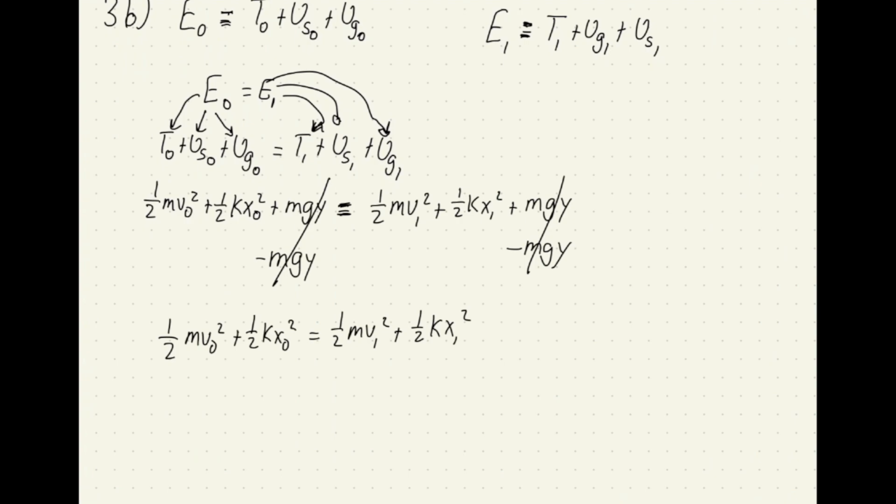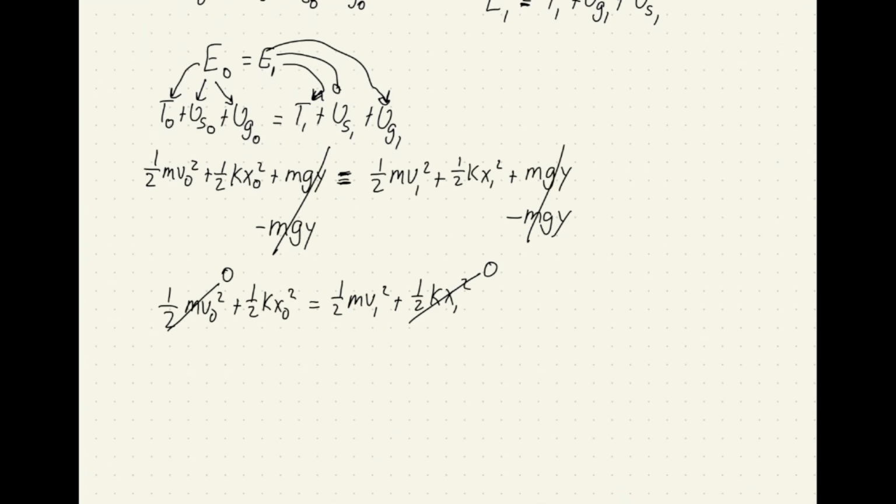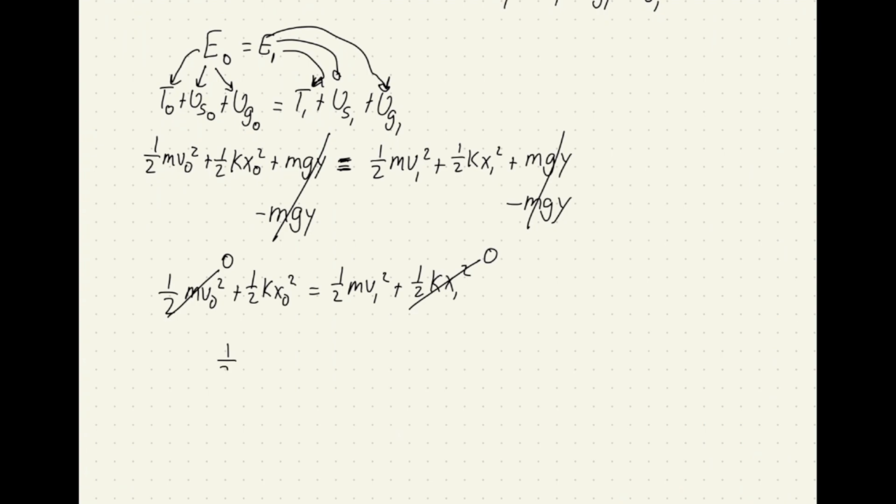Okay, so we had some of these things go away just because of the situation that we chose. Initially, for the 0, we were pulled all the way out, so we're at maximum stretch distance, and our velocity is 0 because we're going to release it from rest. And if velocity is 0, then 1/2 mv squared is also 0. For the 1 position, we had a stretch distance of 0, so kx squared is going to be 0 because x will be 0.